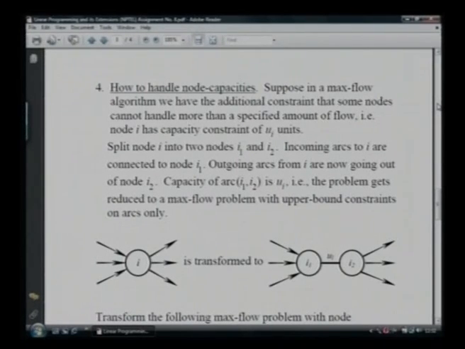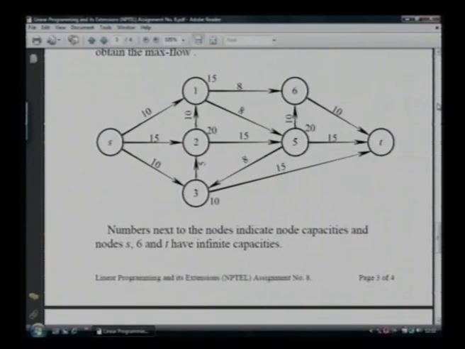Once you do this, you have transformed the node capacity problem to the usual max flow problem, in which only the arc capacities are required to be satisfied. So this is your problem 4, and I have asked you to solve this problem. I have given you a network flow, so convert this to a regular max flow problem. And I have mentioned that the nodes S, 6 and T do not have any node capacities, that means they have infinite node capacities. So that is your problem 4.